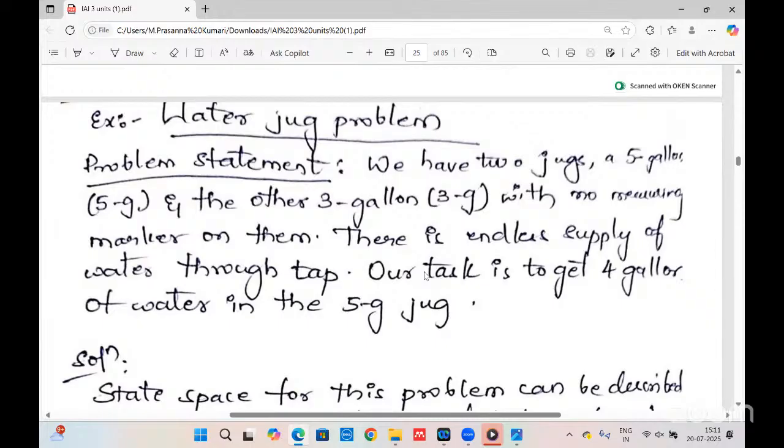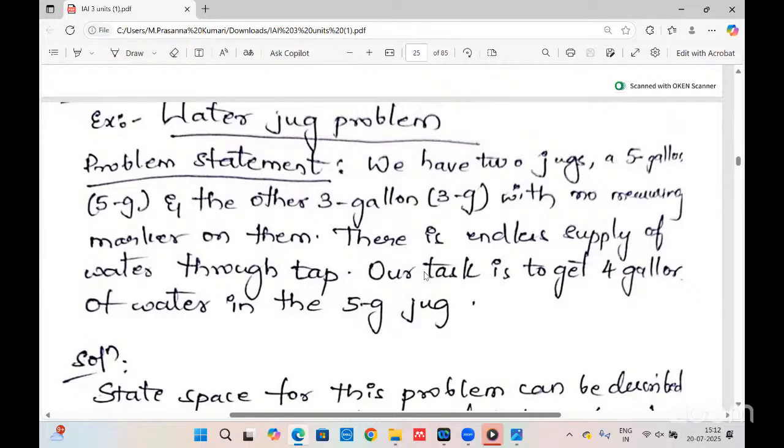So what is our objective now? He is telling that there is an endless supply of water through a tap. And one more thing: our task is to fill the 5 liter jug with exactly 4 liters of water. If we had a measurement, we could easily fill it. If you have measurement, then we can easily fill the water in the jug. But he just knows only that there is an endless supply of water through the tap.